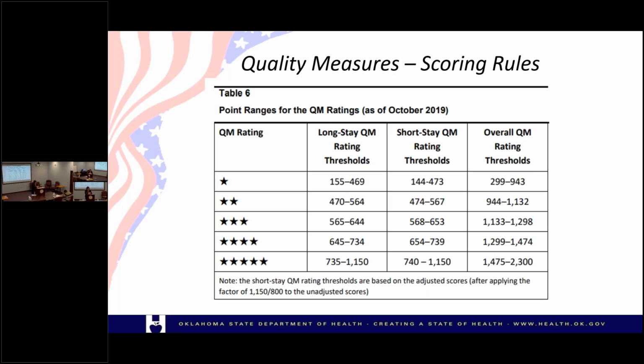They take this quality measure cut rate table, and you can see here on the chart where it says long stay quality measure threshold. Depending on your points that's calculated, you can get anywhere from 1 to 5 stars, depending on the points. And then they do the same thing for their short stay measures, and they add those together to get your overall quality measure rating for your nursing home compare.